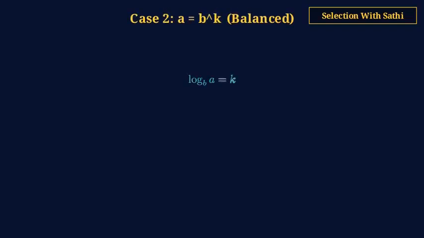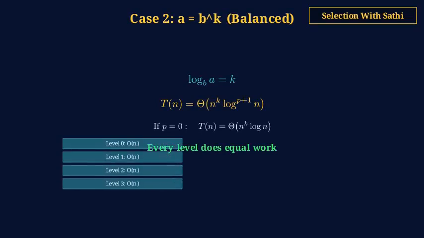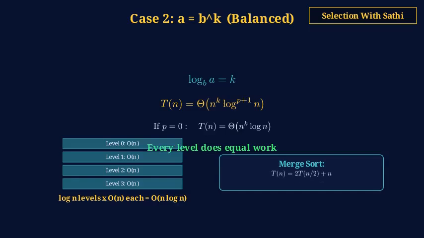Case 2 applies when a equals b to the power k. This is the balanced case. Every level of the recursion tree does roughly the same amount of work. The answer depends on the log exponent p. When p is greater than -1, which is the most common situation, T(n) = Θ(n^k log^(p+1) n). For the usual case where p is 0, this simplifies to Θ(n^k log n).